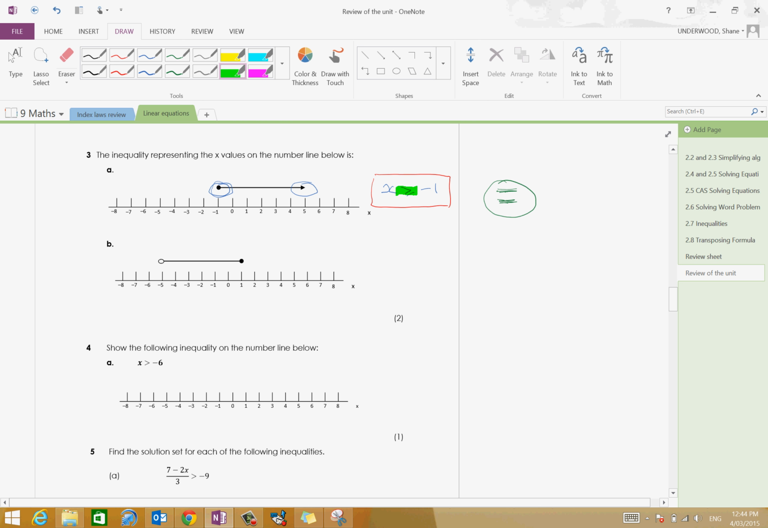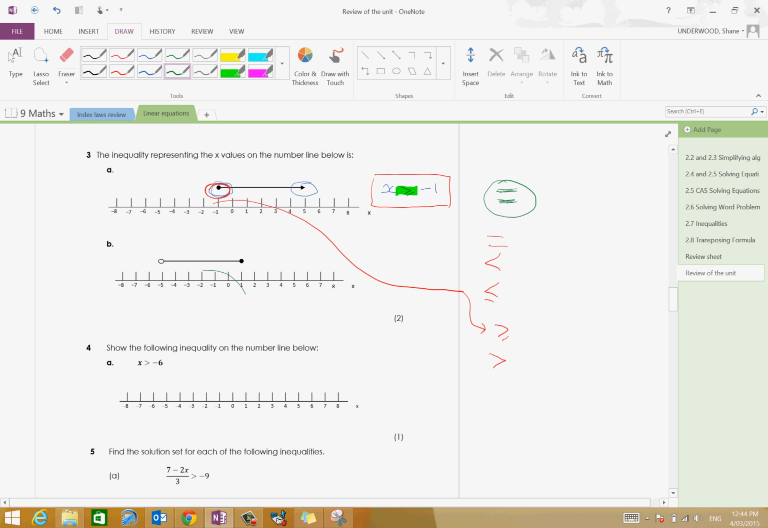Just make sure that you get the inequality correct. Because this point is a closed circle, it means that it's, in this case, greater than or equal to, and then we've got greater than, and of course we also know we've got equal to.